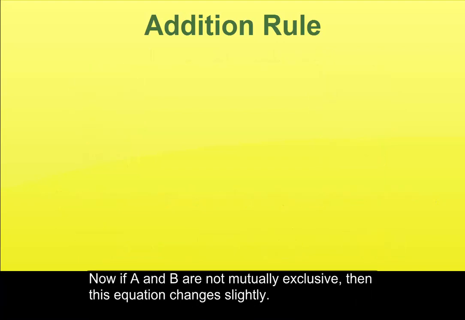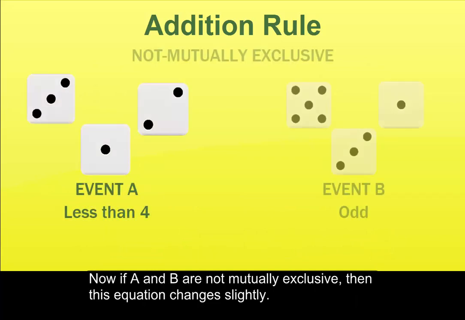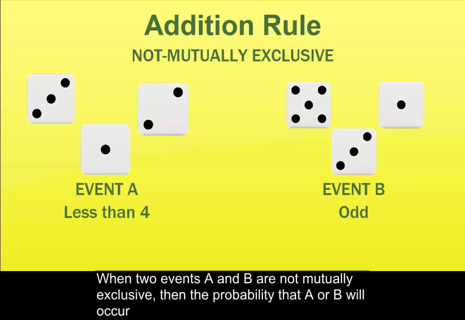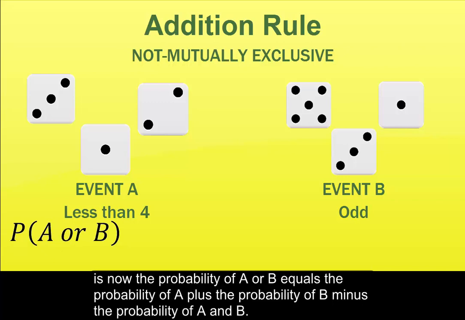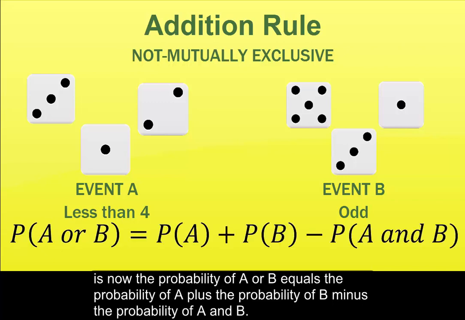Now, if A and B are not mutually exclusive, then this equation changes slightly. When two events A and B are not mutually exclusive, the probability that A or B will occur is the probability of A plus the probability of B minus the probability of A and B.